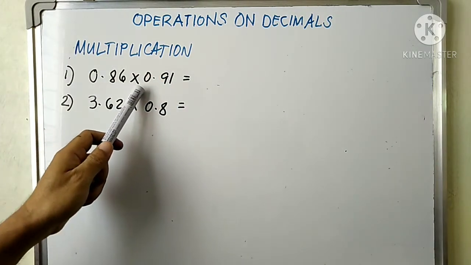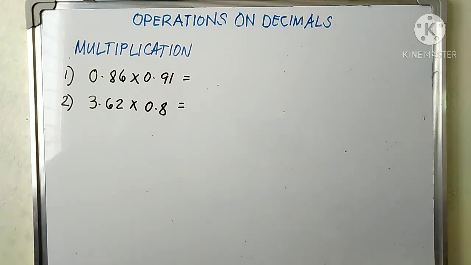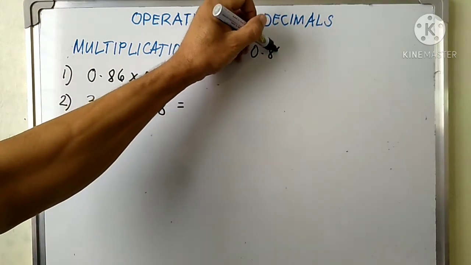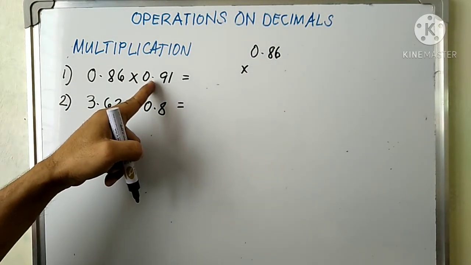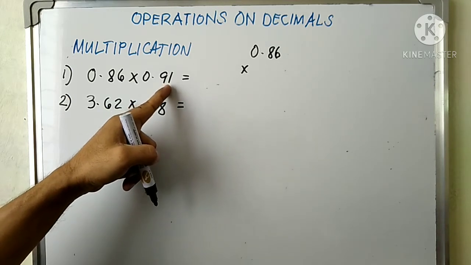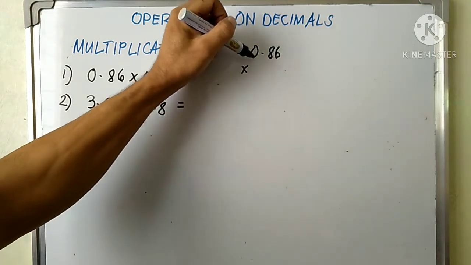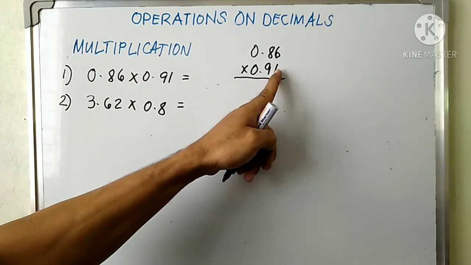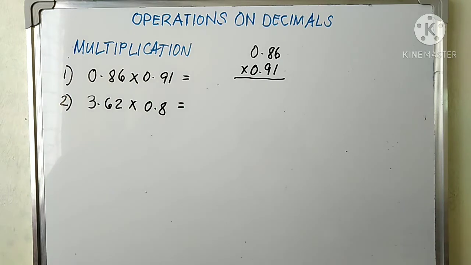To multiply these numbers, we have to arrange this vertically. 0.86 times 0.91. After the decimal point, we have 2 digits. We have to align the last digits. You have to align the last digits when multiplying.